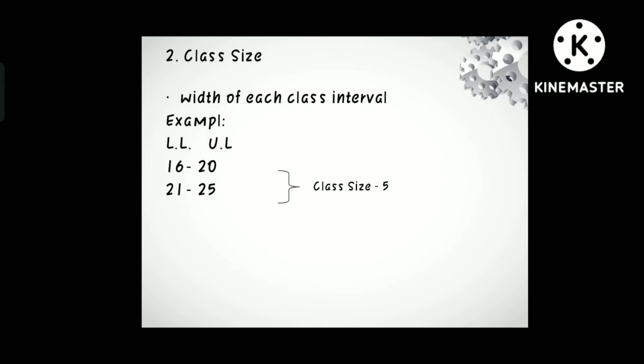Number 2 is the class size, the width of each class interval. For example, here the lower limit is 16 and the upper limit is 20, so the class size of the interval is 5, and so on for 21 and 25.